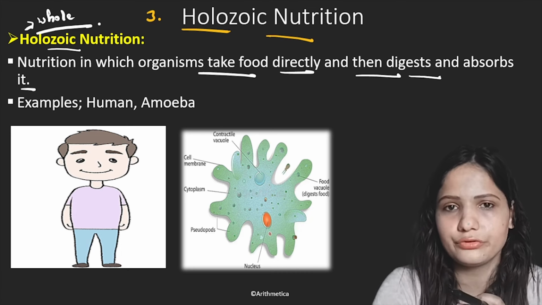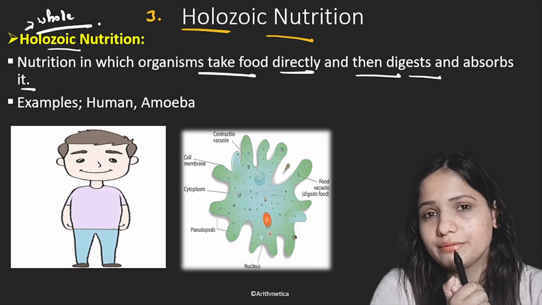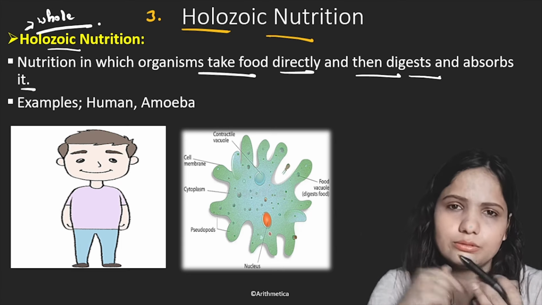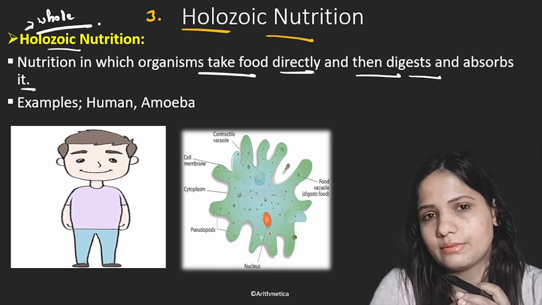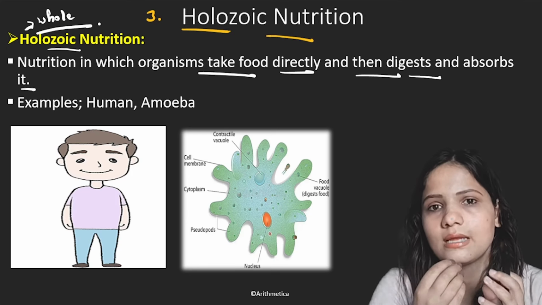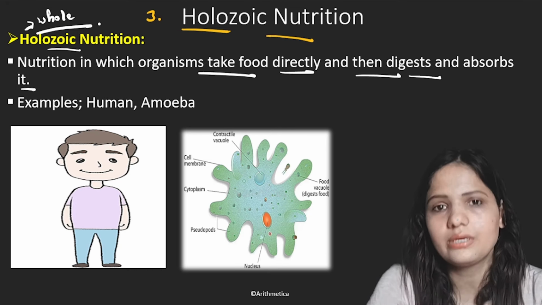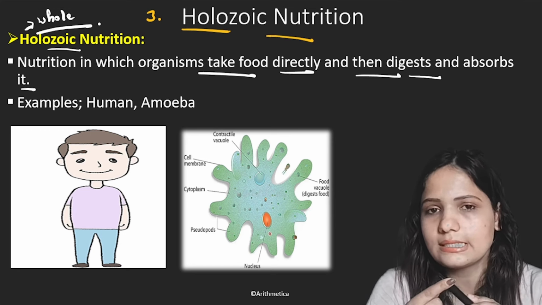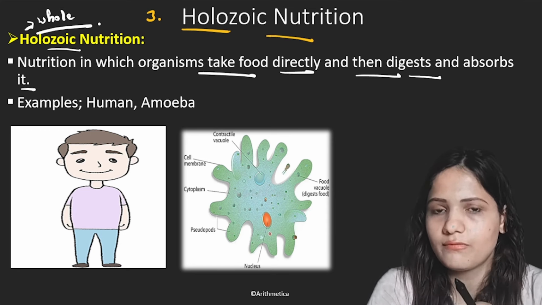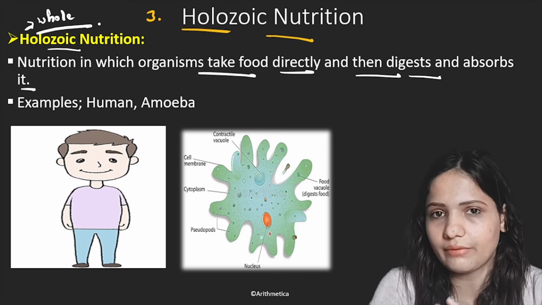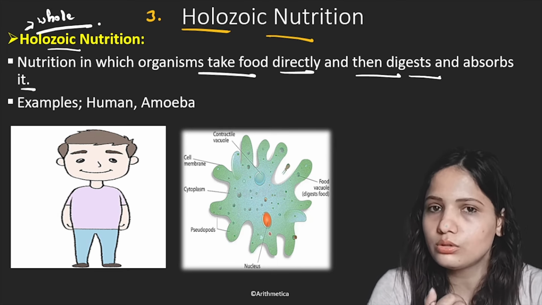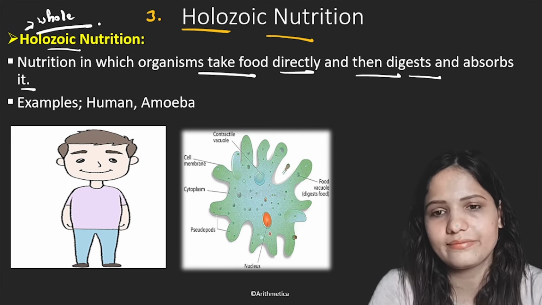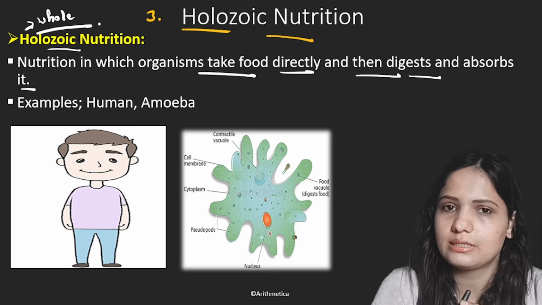We have this mode of nutrition, the holozoic mode of nutrition. What we do is take in the whole food, and then that food is digested inside the body. We take undigested food, like cereals and rice and all these things. We consume them. Once they go inside the body, in the digestive system they are digested, then absorbed, and then utilized further for energy requirements. This mode of nutrition is the holozoic mode, the nutrition in which organisms take food directly and then digest and absorb it. I have told you that this nutrition is present in humans.